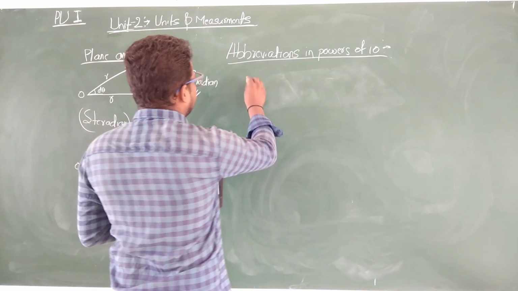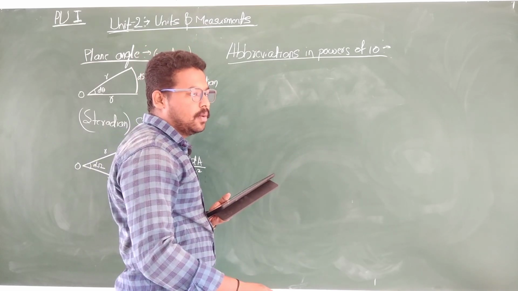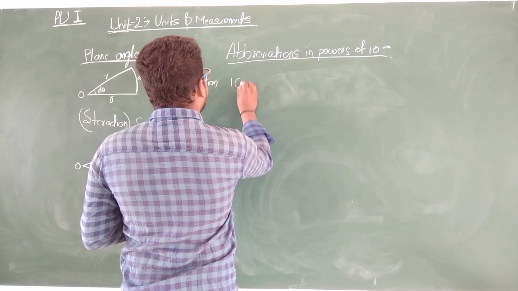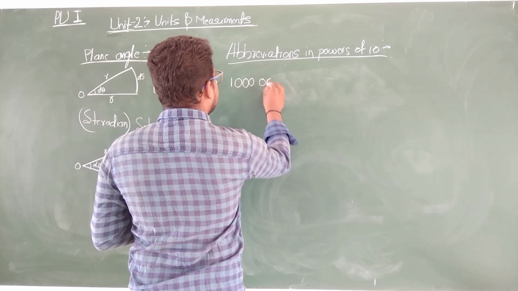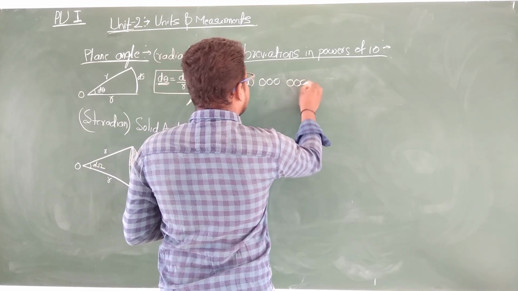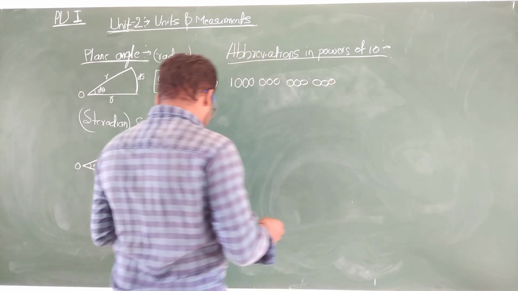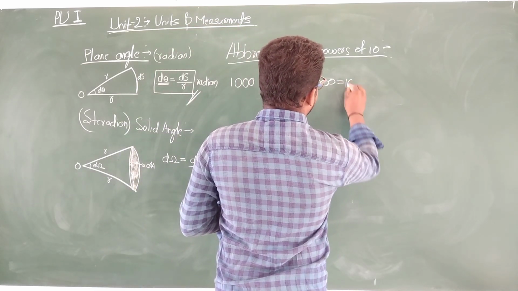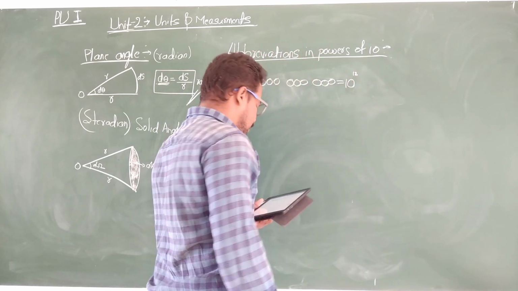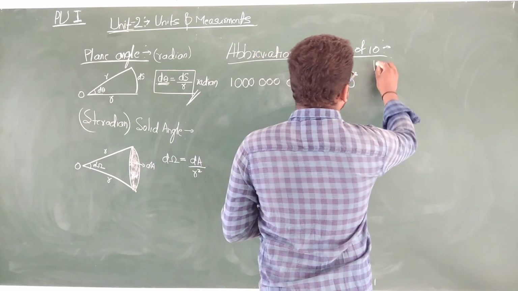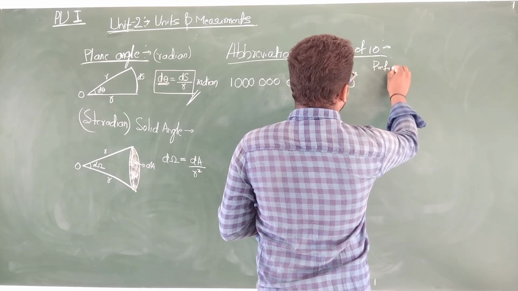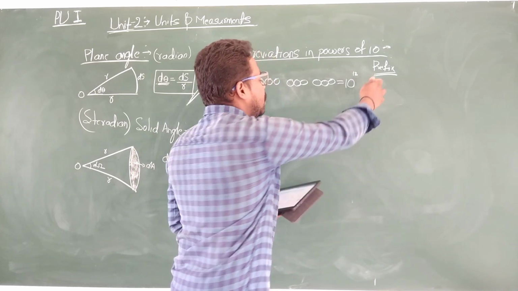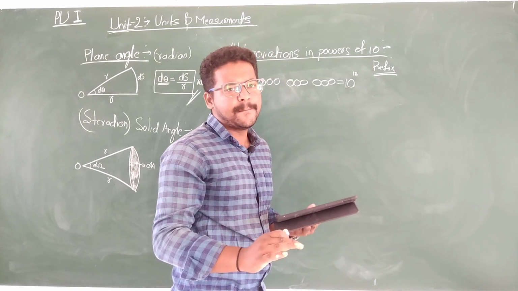The first one: we come from bigger to smaller, in decreasing order. Write 1 followed by zeros. How many zeros are there? 12 zeros. So 12 zeros means 10 to the power 12. This is the prefix. Pre means before; we want to fix these prefix values before the unit.